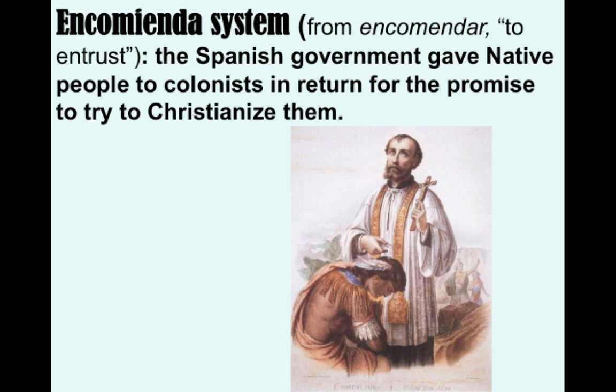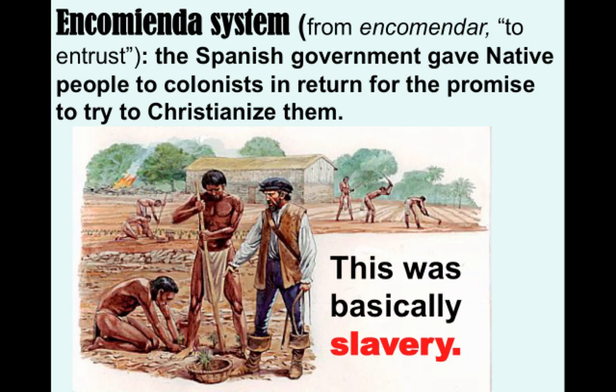And the Spanish government would give Native American people to the colonists, the Spanish colonists, and of course they have to promise to convert them, to Christianize them, to protect them. And this system takes place, and this is very different than what the English colonists are going to do. Because the Spanish are going to try to, in their words, protect, but in reality, the encomienda system was nothing more than a form of slavery. The Native American people were basically forced into a harsh, brutal labor system that was basically slavery. And so this was the reality.